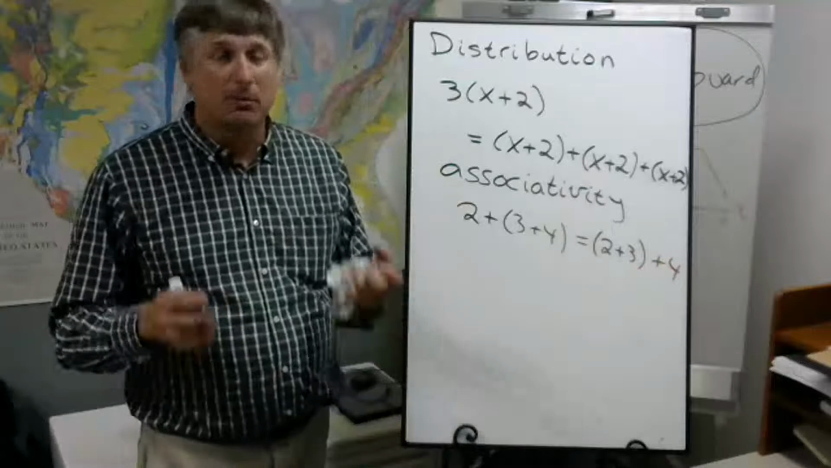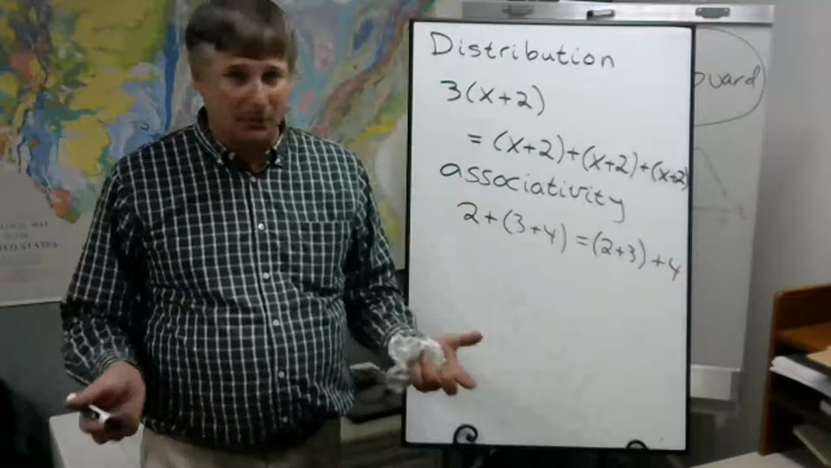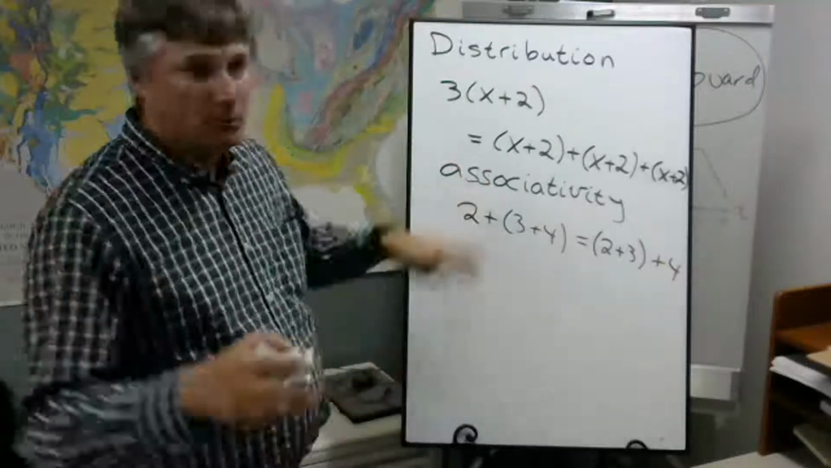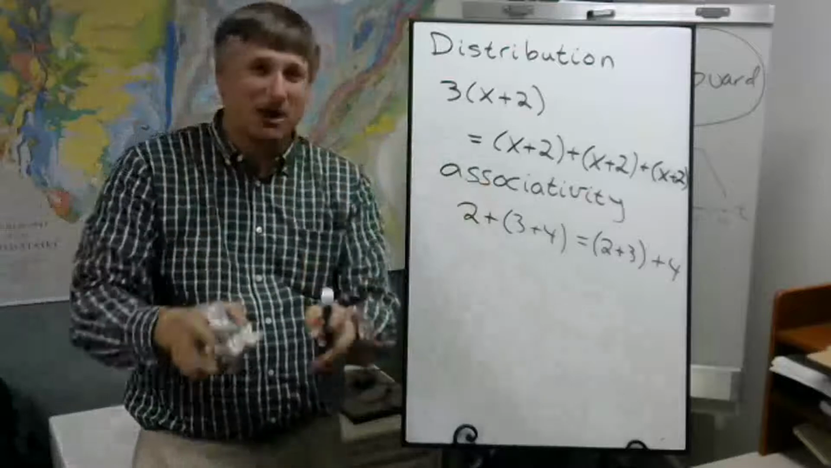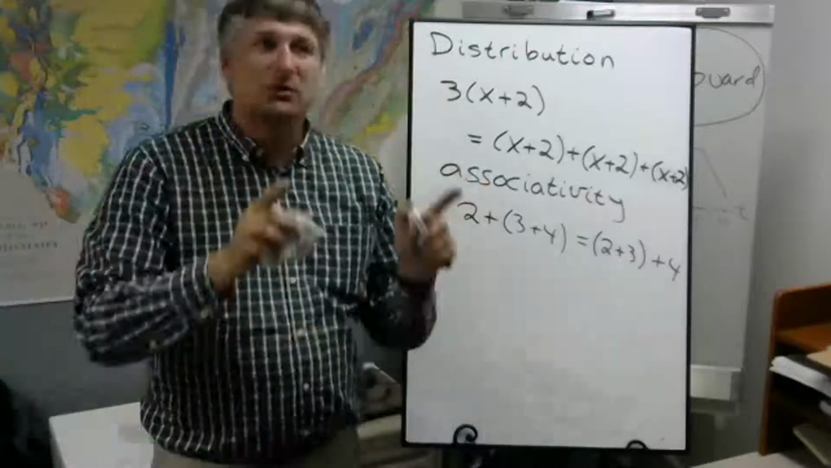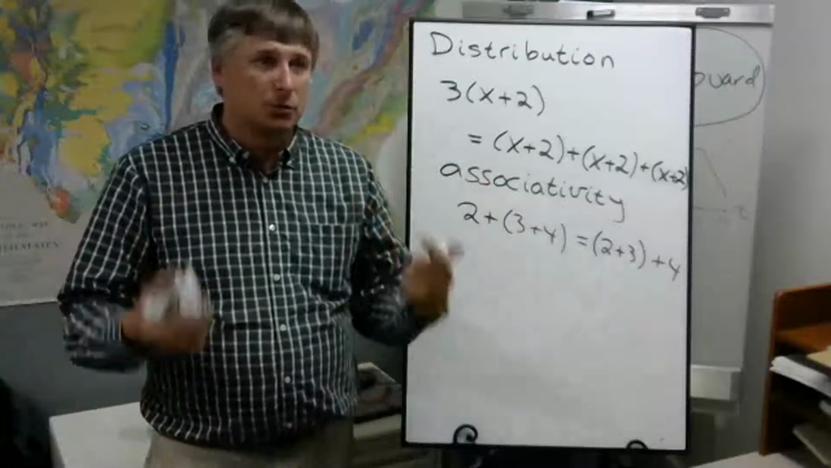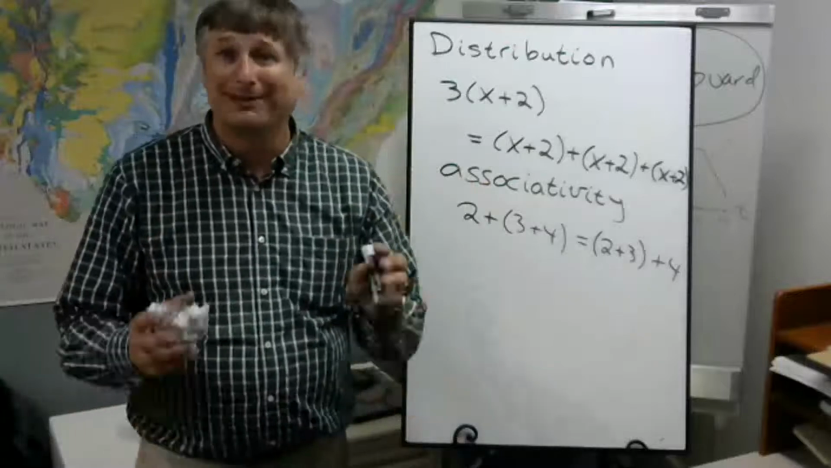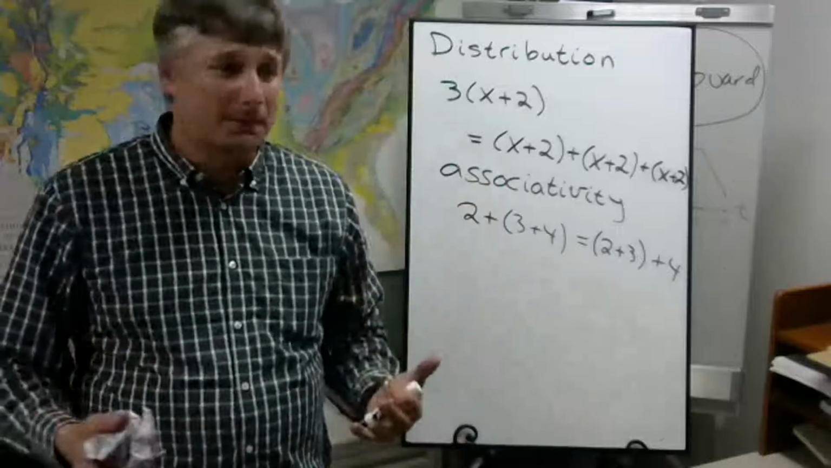Multiplication and addition, those are commutative and associative. Not multiplication and addition, but, I'm sorry, multiplication and subtraction. I'm sorry, not division and subtraction. Addition and multiplication are commutative and associative. Subtraction and division are not. With subtraction and division, the order does matter.